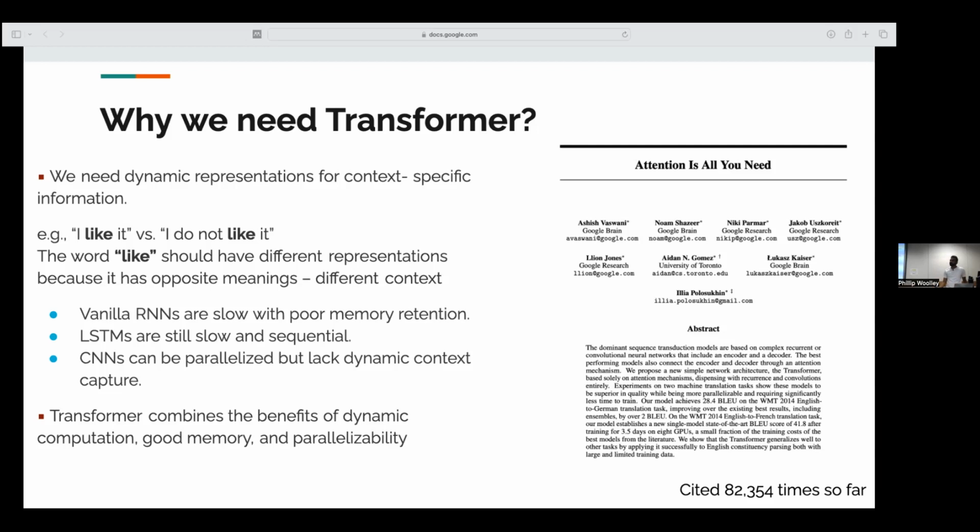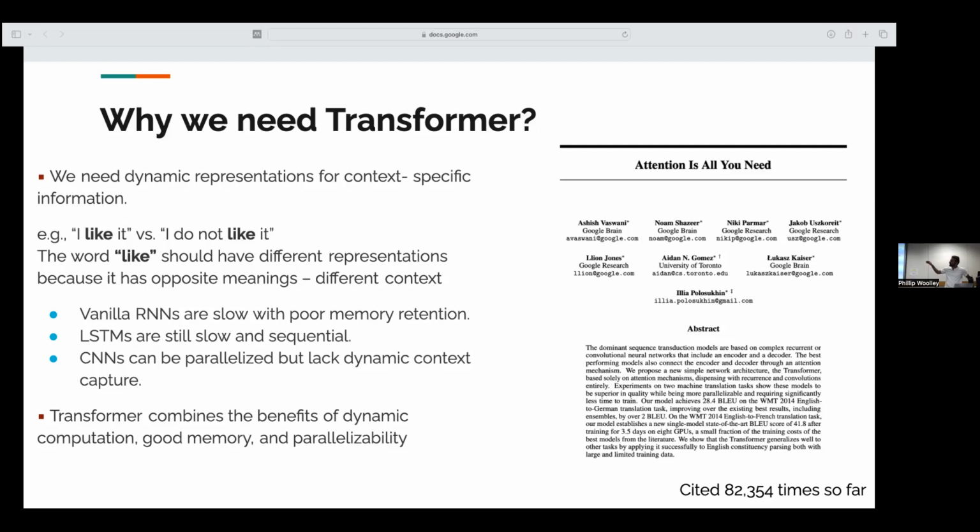You could even think about the embeddings for "I like it" where "like" is a verb, versus "like" as in a simile, like "this is like that." Those would probably have much different embeddings. The embeddings that the previous models learn would be static. They will not change based on the context in which the word is presented to the model.